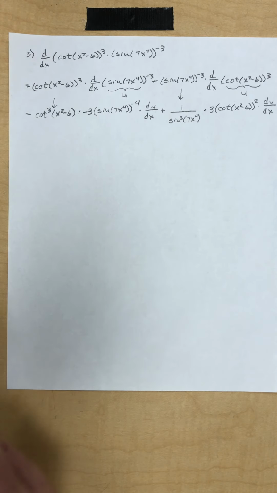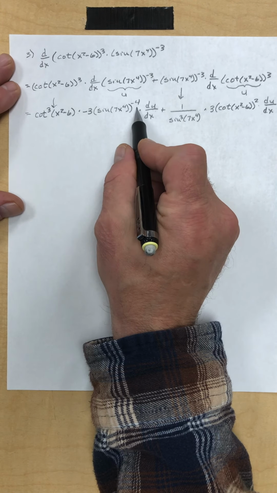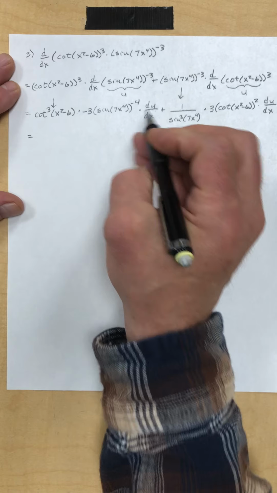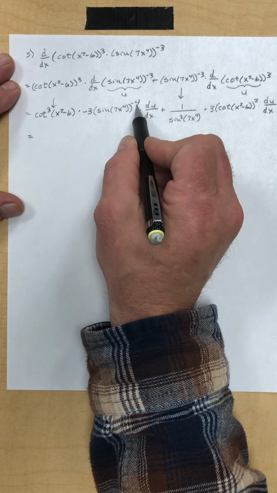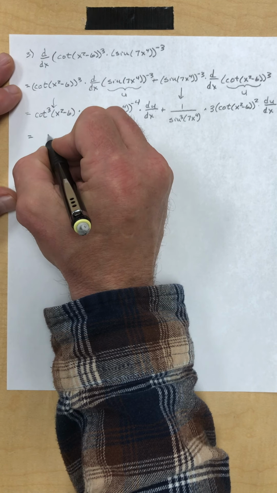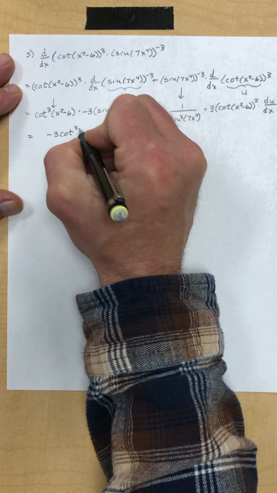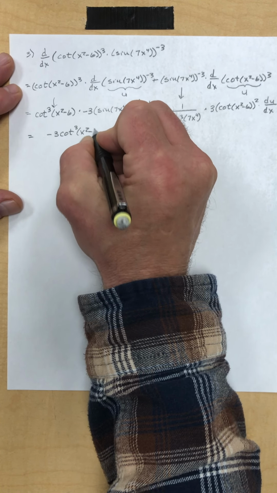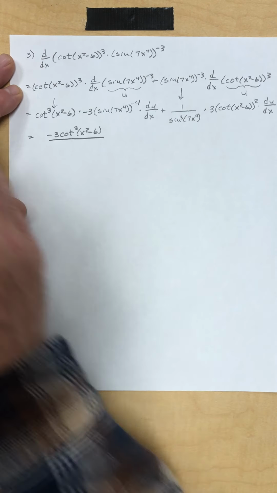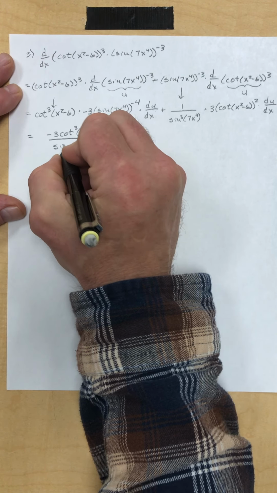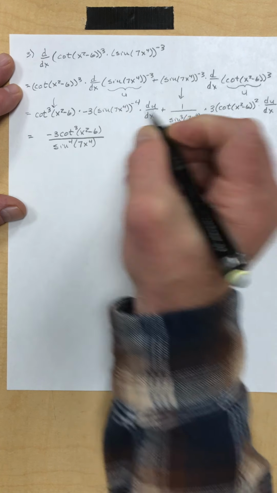All right, so let's see if we can start cleaning some things up. I've got a negative exponent here. Notice I've got this negative 3, which stays up above, and this whole guy to the negative fourth goes down below. So I have a negative 3 cotangent cubed of x squared minus 6 all over sine to the fourth of 7x to the fourth, like that.